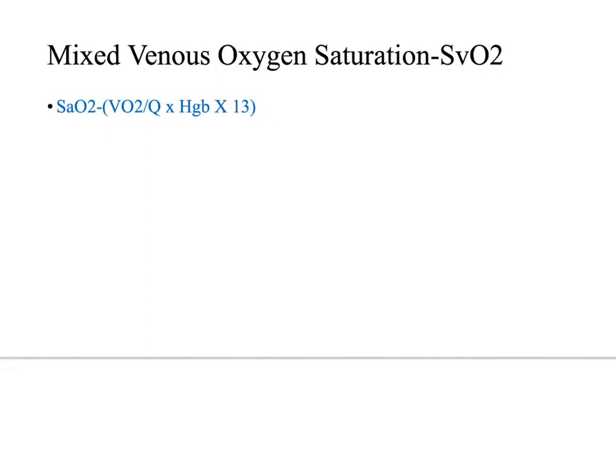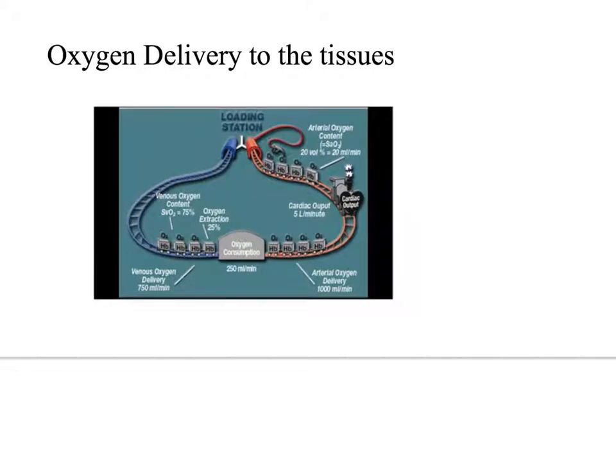Putting all of these concepts together, we can calculate the mixed venous oxygen saturation with this equation circled here. Now let's get back to talking about our mixed venous saturation. Let's think of this like a train station. As you can see in this graphic depiction, hemoglobin acts as the train cars and oxygen acts as the passenger.